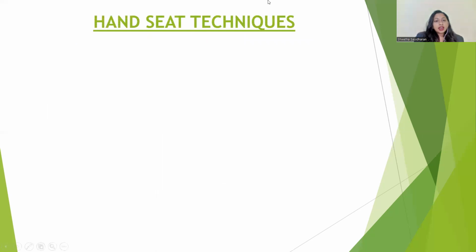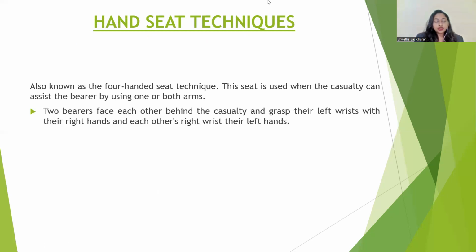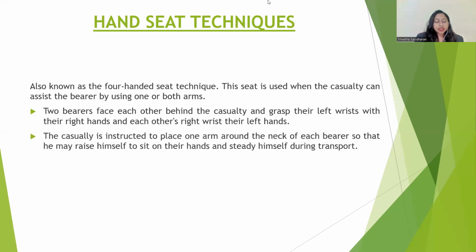Next is the hand seat technique. The hand seat technique is also known as the four-handed seat technique. This seat is used when the casualty can assist the bearers by using one or both arms. Two bearers face each other behind the casualty and grasp their own left wrist with their right hand and each other's right wrist with their left hand. It's usually like making a seat for each other.